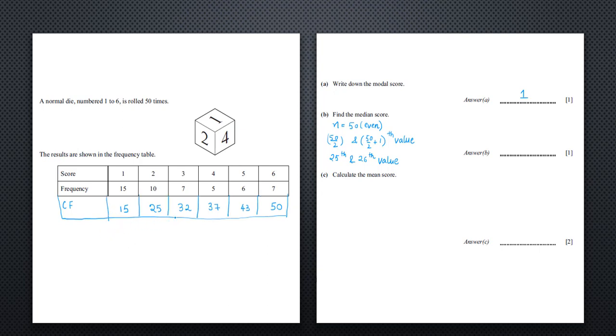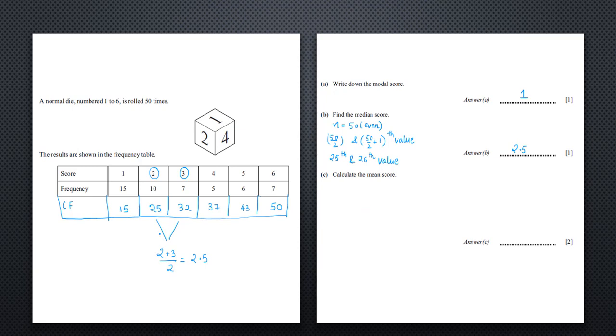Okay, so once our cumulative frequency table is ready, we are looking for the values 25 and 26 in this row. So 25 lies here, but the median is supposed to be a mean between 25 and 26. So over here, the median will actually be the mean between these two values. And we know that the mean of 2 and 3 is 2.5. So the answer in this case is that the median score is 2.5.